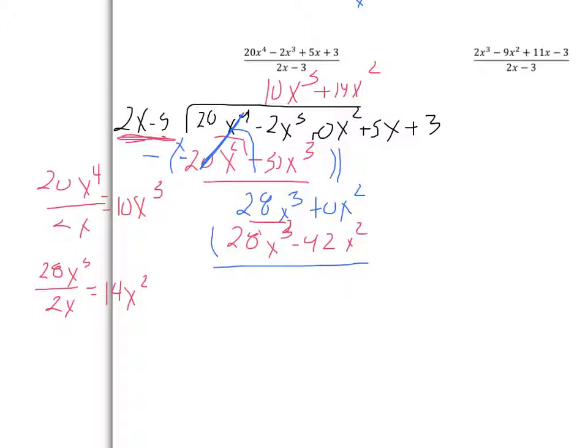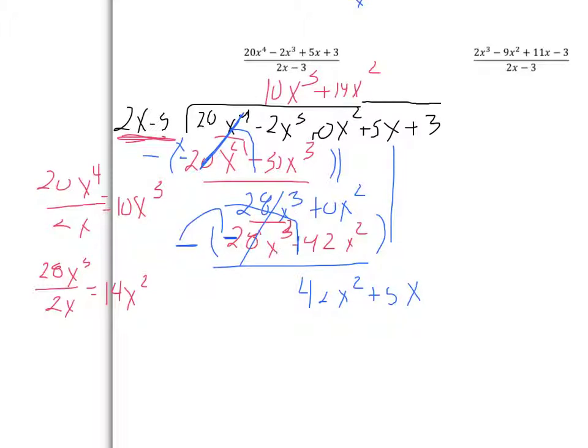And one real common thing here is, in the subtraction, people forget to distribute to the second piece there, making that positive now. Now, this is negative, so these cancel off. 0 plus 42x squared is 42x squared. Bring down our plus 5x. Okay, so now we go back to our, I need some more division bar over here.